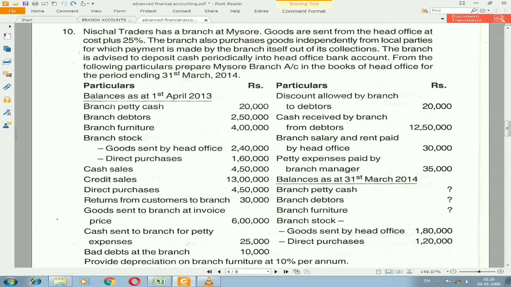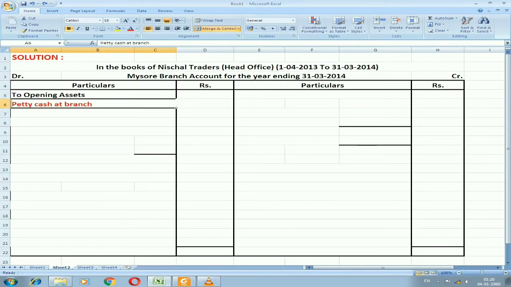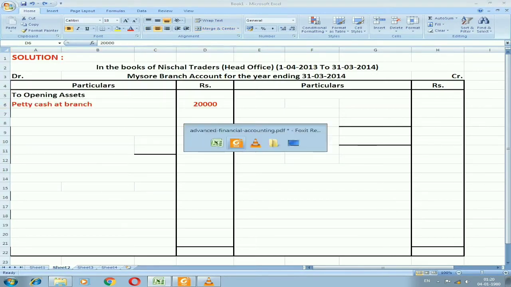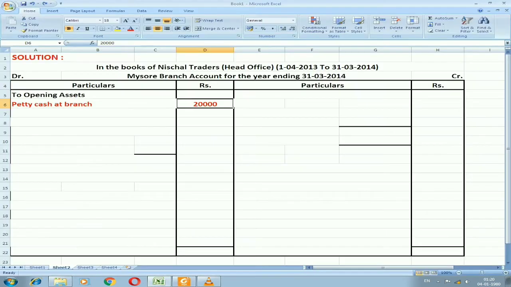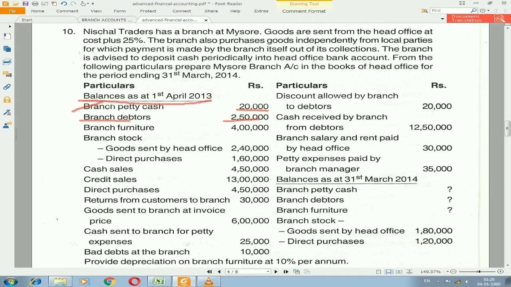We'll start with it. As you can see here, balance as on 1st April 2013. We have some assets opening balance. First one is branch petty cash, amount of rupees 20,000. There is no necessity to record in order. You can start with any asset opening balance. Second one is branch debtors. We have amount of rupees 2,50,000. Then branch furniture, 4 lakh.